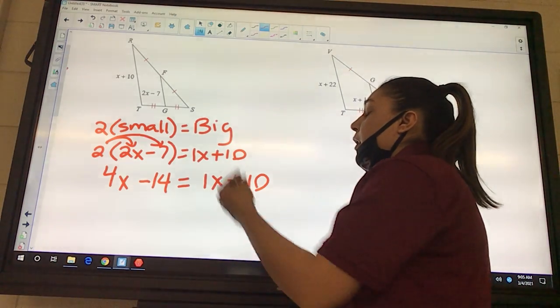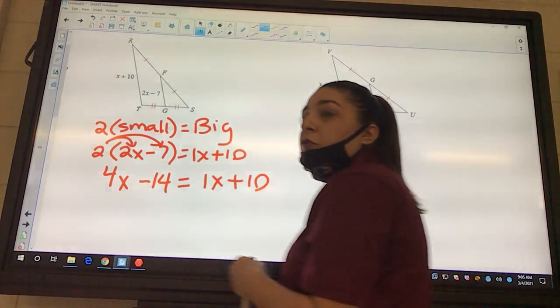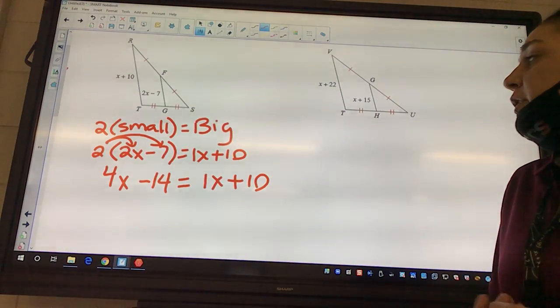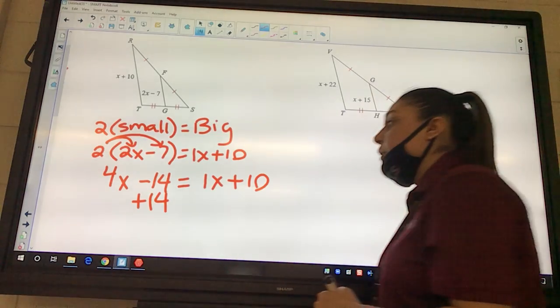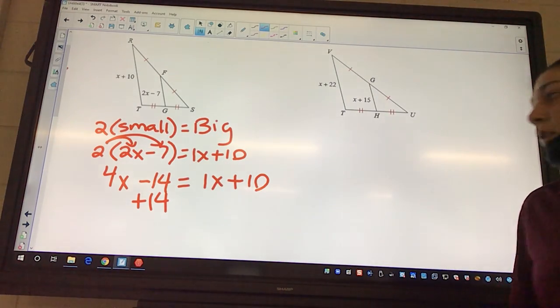Okay, so on the left side, I got 4x. Does that need moved? No. What about negative 14? Yeah. And when we put it on the other side, does it go under the 1x or the 10? 10.